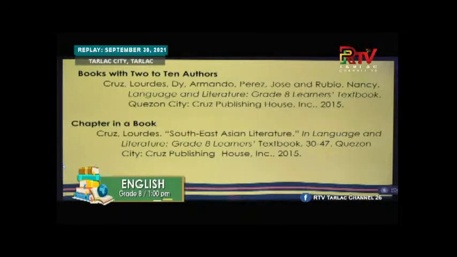Now, how about if you cite a source from just a chapter in a book? It's very easy. You have the name of the author, the title of the book, and then insert the pages where you took the information. In the example, you see pages 30 to 47. And then you add the place of publication, the publisher, and the date that was published. Is it easy? Yes, it's very easy. You just have to follow the format.